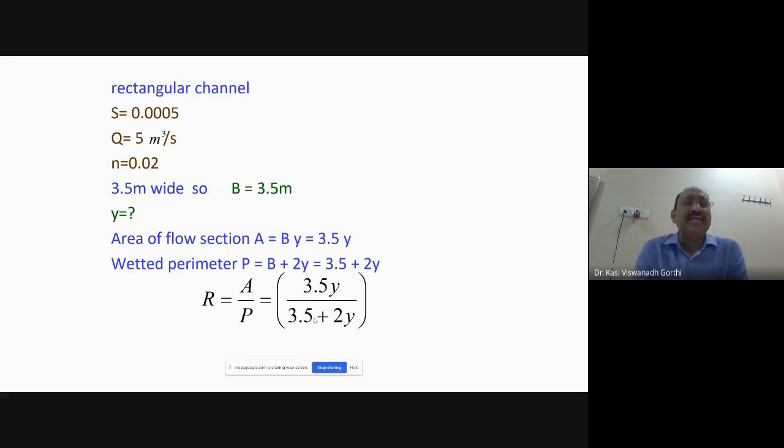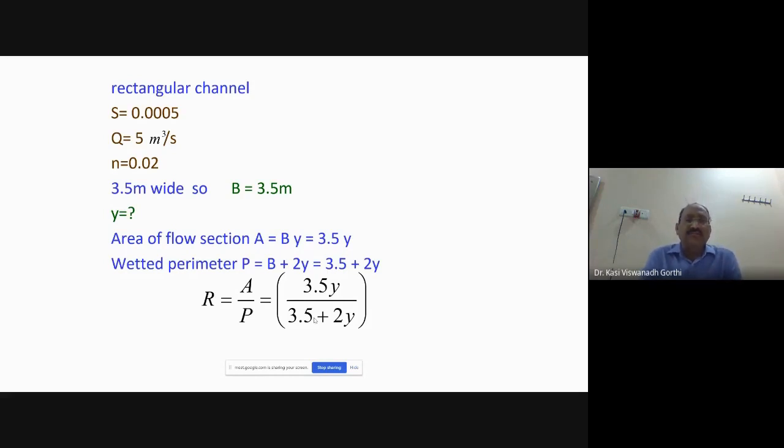A rectangular channel, longitudinal slope 0.0005. The discharge Q is given to be 5 cubic meters per second. Manning's coefficient n is 0.02. And the bed width is given 3.5 meters wide. So the bed width B is 3.5 meters, and you need to compute the value of the depth of flow Y.